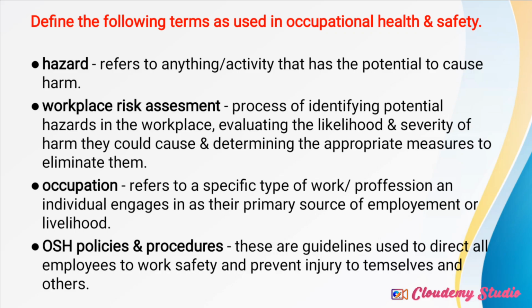an individual engages in as a primary source of employment. So the other tasks that you are doing apart from the main tasks that you are employed for. For example, if you are employed as a safety officer and after work you're doing some business, then that side hustle or other business is not your occupation. It's not your primary source of income. Your primary source of income is where you have been employed, that is as a safety officer.